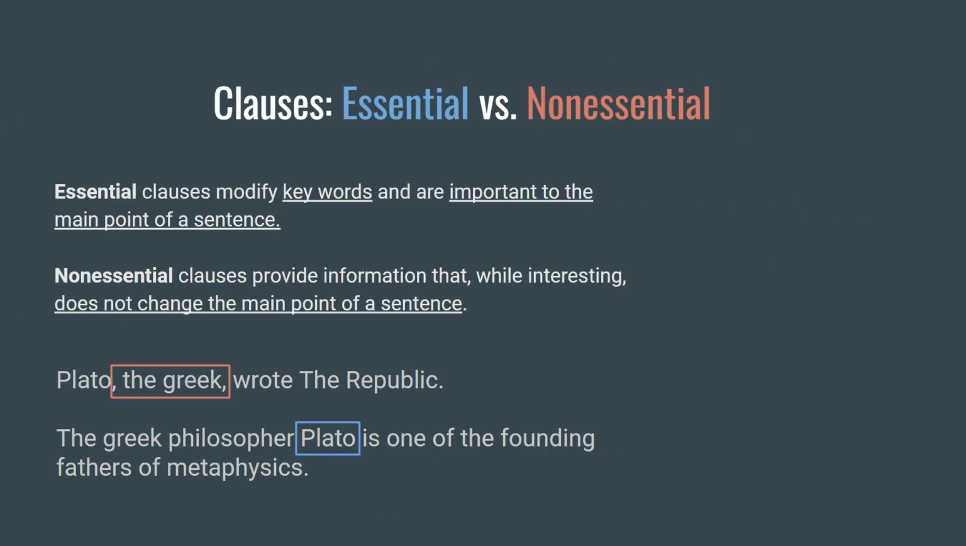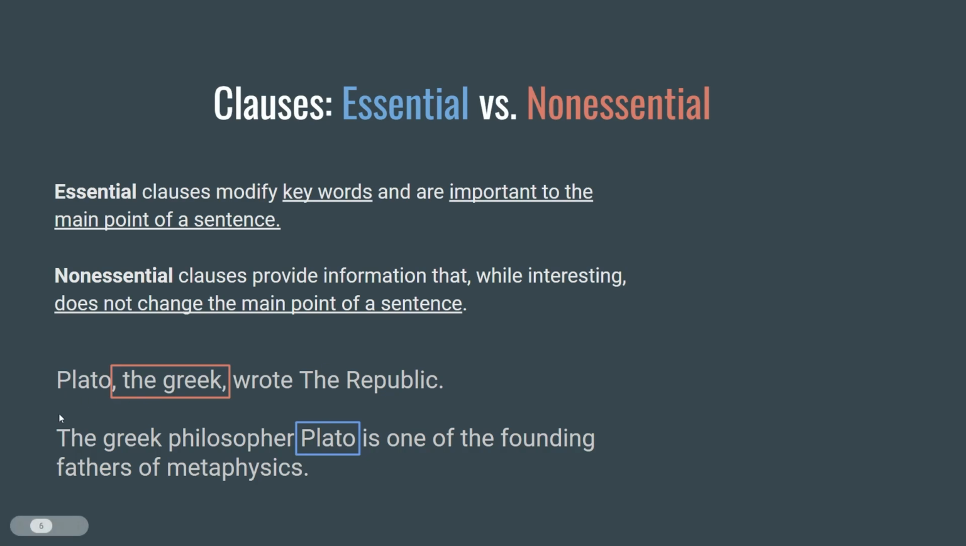So now I just want to give you guys another way to look at independent versus dependent clauses: essential versus non-essential clauses. Now, essential clauses modify keywords and are important to the main point of a sentence, whereas non-essential clauses provide information that, while interesting, does not change the main point of a sentence, which in other words just means that it's extra identifying context or information that isn't crucial or essential to the sentence.